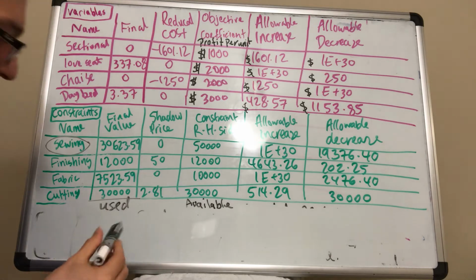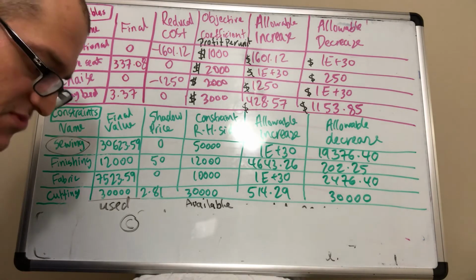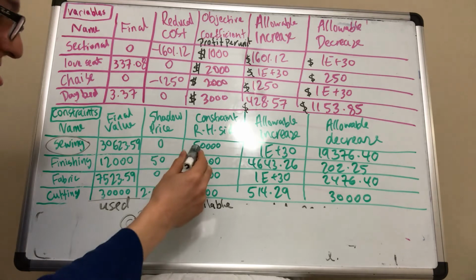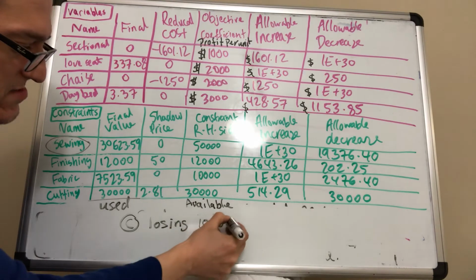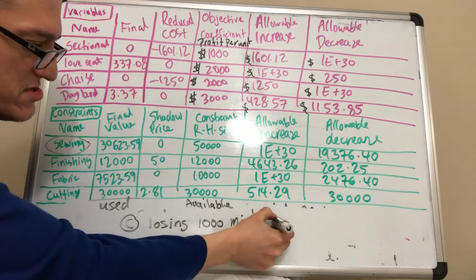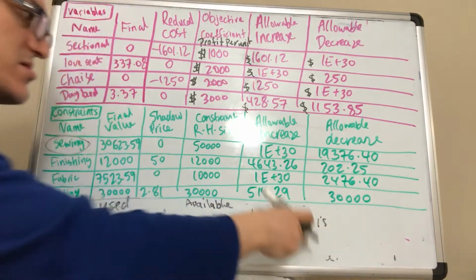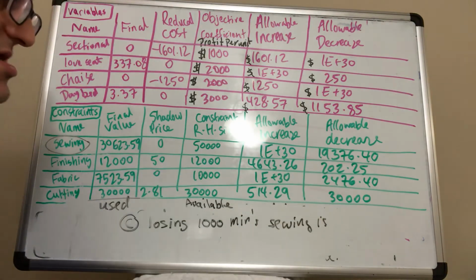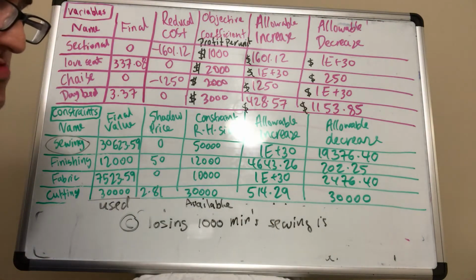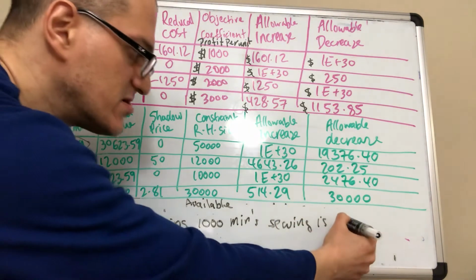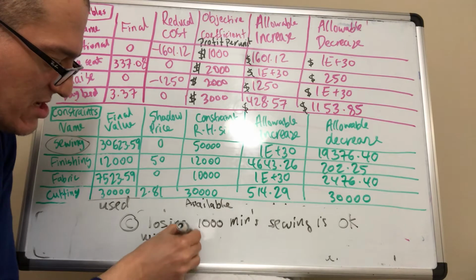No. But before you do this, anytime in the constraints when they tell you you get something or you lose something, you need to check. Losing 1,000 minutes of sewing, is that okay? So we look here, allowable decrease. Yes, you can decrease by 19,376 if you like. So 1,000 is okay, within allowable decrease.